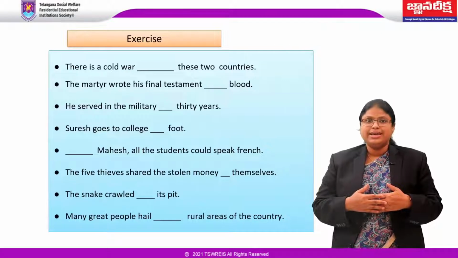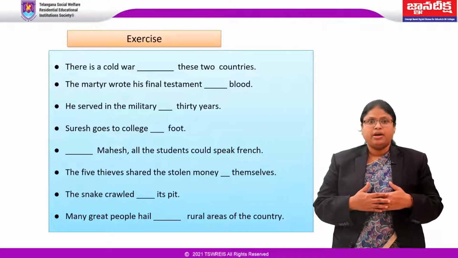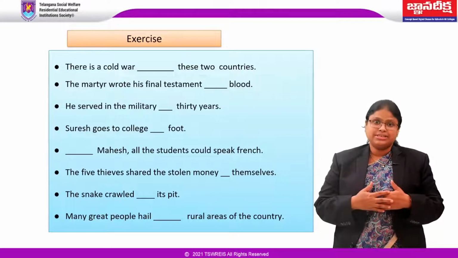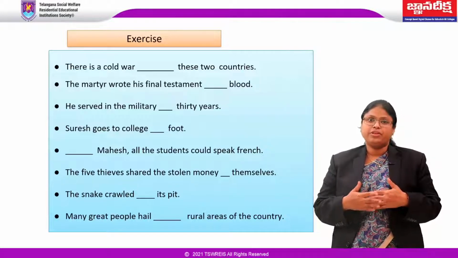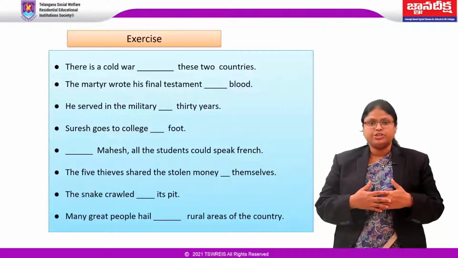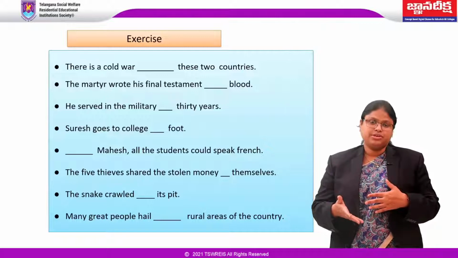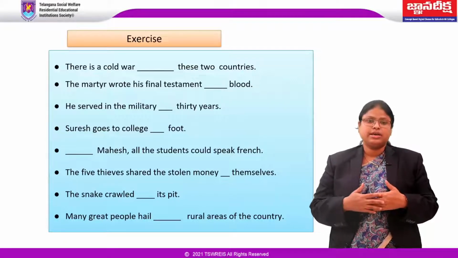The third one, he served in the military dash 30 years. Now, what will be the answer here? The answer is for 30 years. The next one, Suresh goes to college dash foot. How does he go? On foot. The answer is on foot.